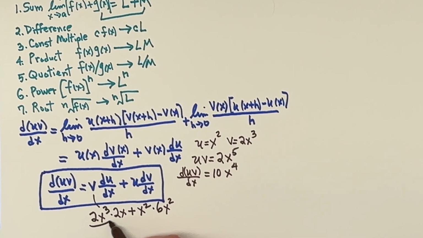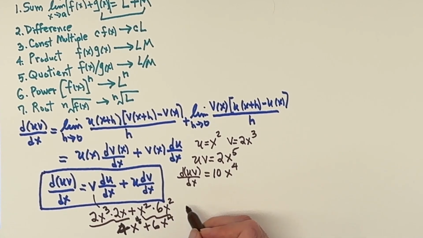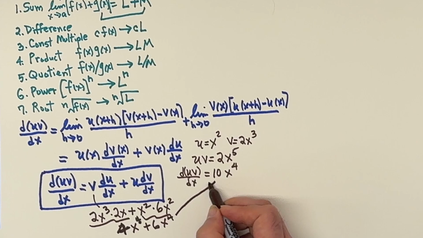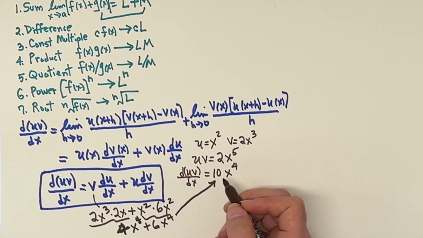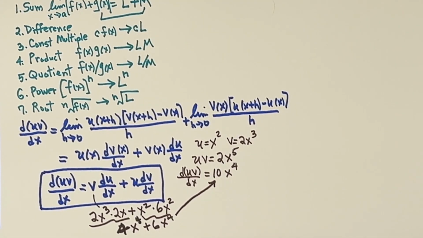And then if you look at this combination here, this is 2 times 2 is a 4. And that's a 4x to the 4th power. And over here, we have 6x to the 4th power. So if we add 4 plus 6, we get 10. And the power is correct, x to the 4th. So there you have the product rule.